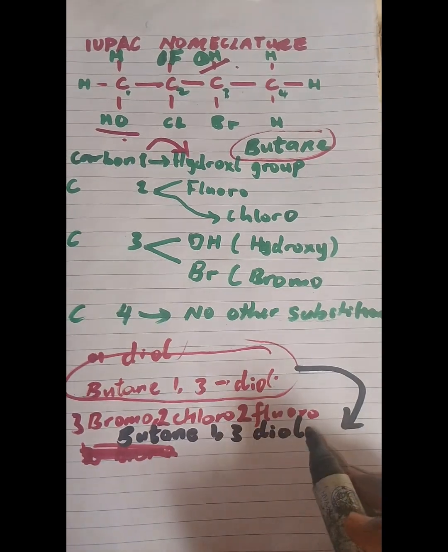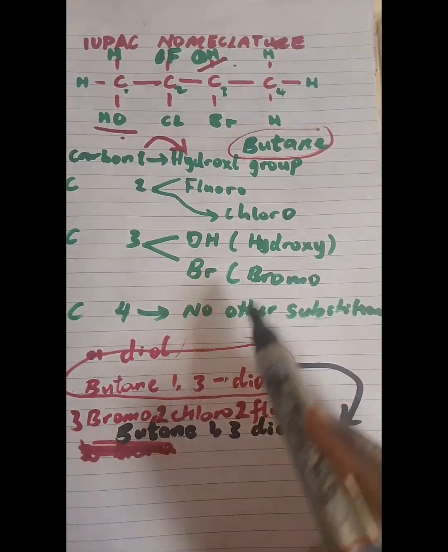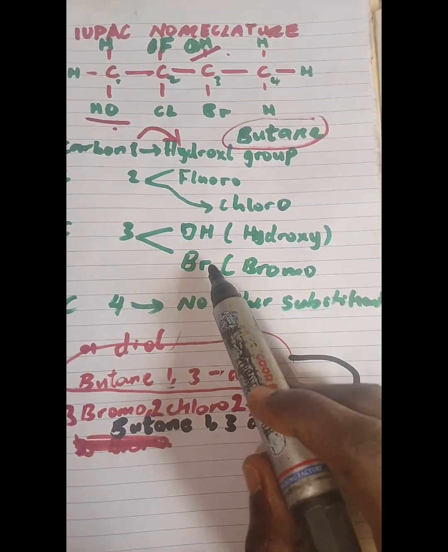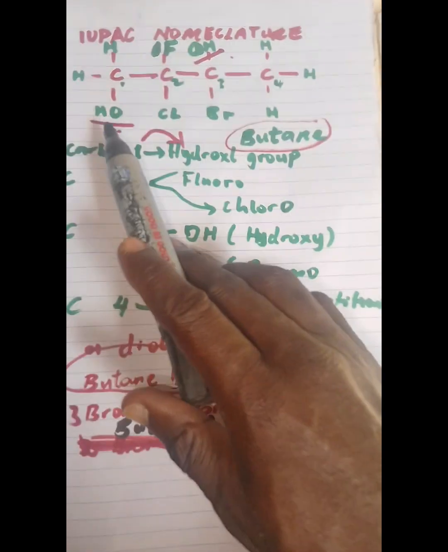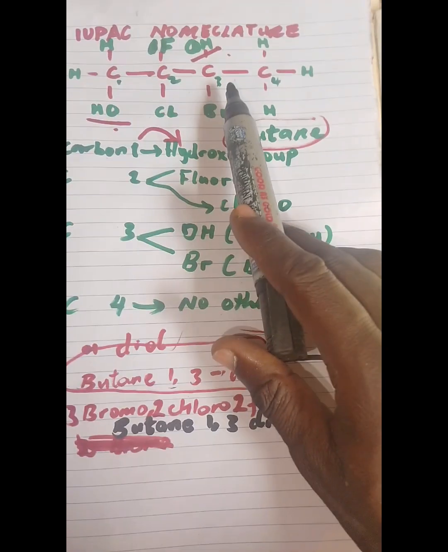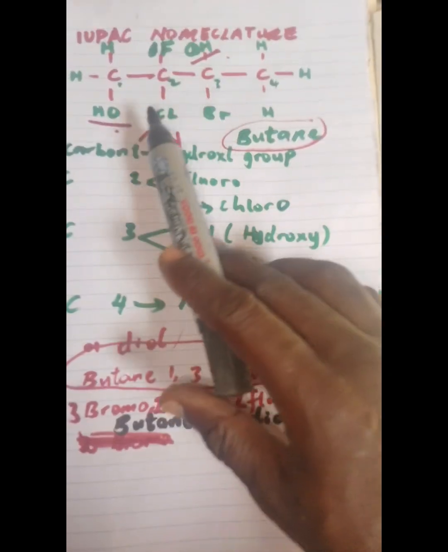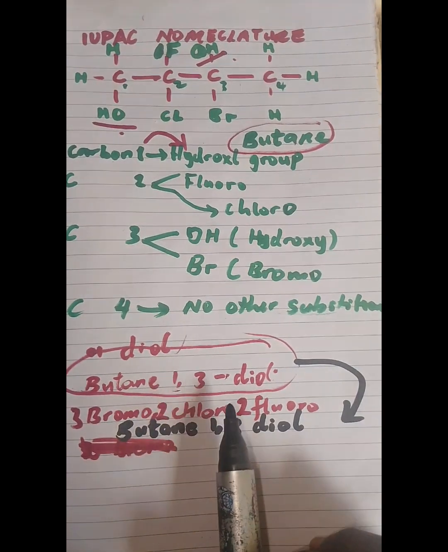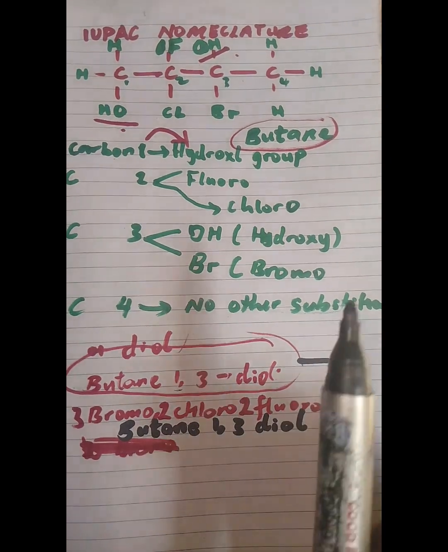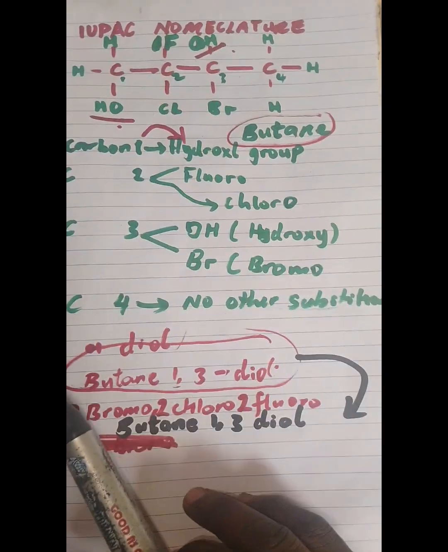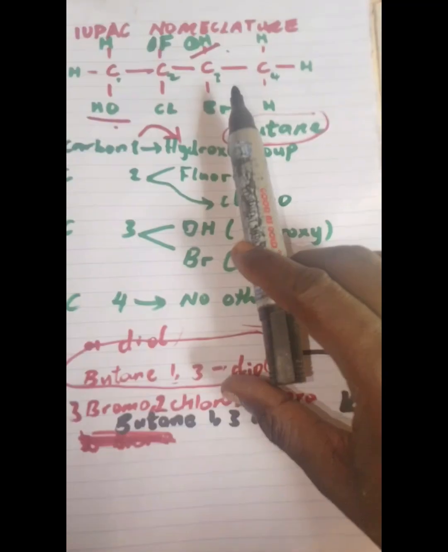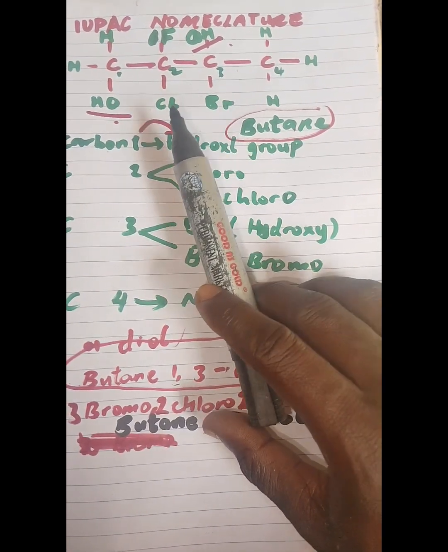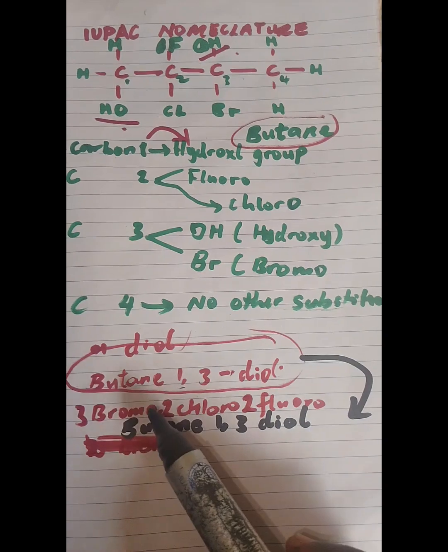Remember, we first identified this as butane, then we identified the major substituent group, which is alcohol, and then we determined the carbons in which we found them, carbon 1 and carbon 3. That's why we had 1,3, then diol, because they are 2 alcohols. And then we considered other substituent groups in their alphabetical order. That's bromo, chloro, fluoro. 3-bromo, 2-chloro, 2-fluoro, butane-1,3-diol.